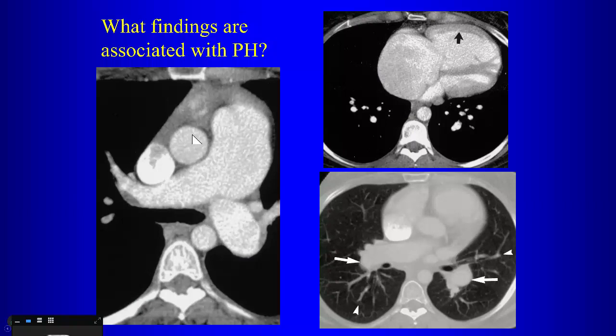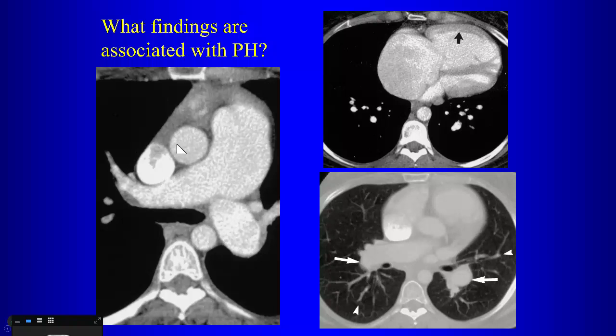The diameter of the ascending aorta and the diameter of the main pulmonary artery should be the same. Why? Why are they the same? They have the same amount of blood flow going through them, right? So they should be the same.